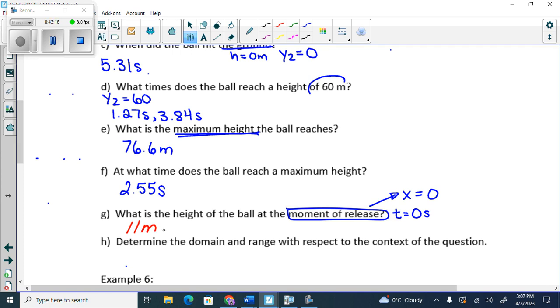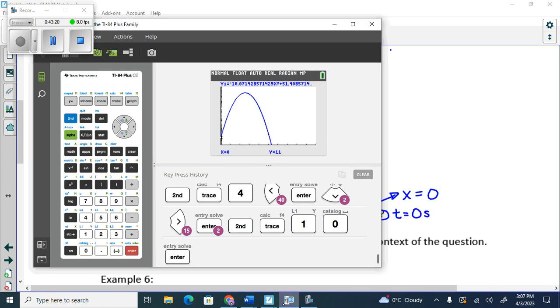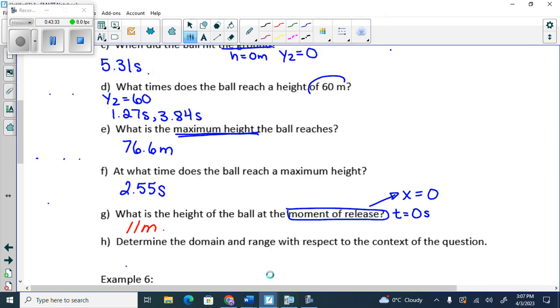Domain and range, we're not going to worry about at this very moment. But if you look, the domain is between 0 and 5 point, whatever this x-intercept was, 5.33 or something? I don't know what it was. And then my range is between 0 and, what was the highest I got to? 76.6, right? So your range is between 0 and 76.6. Your domain is between 0 and 5.31, where your x-intercept was.